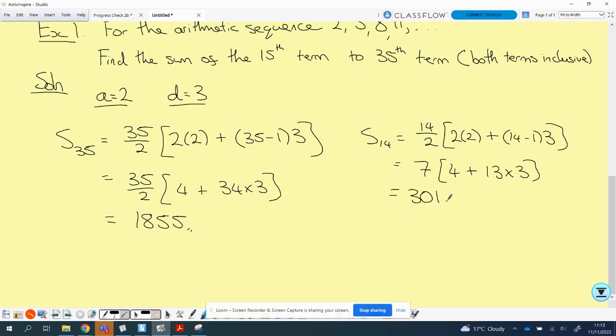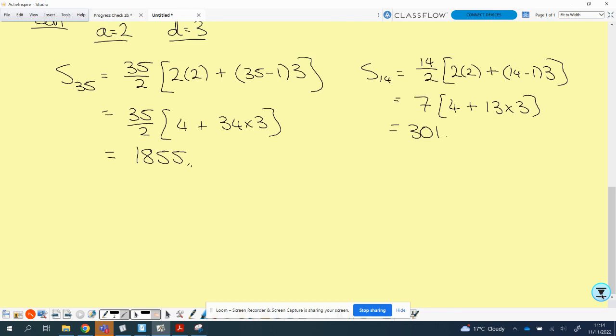Okay, so the sum of the first 35 terms is 1,855. The sum of the first 14 terms was 301. So if I take them off, I'm going to start at the 15th term. So S35 take away S14, 1,855 take away 301 will be 1,554. Okay, so that's the sum of the 15th term all the way up to the 35th term for that arithmetic sequence. Okay with that first one there?